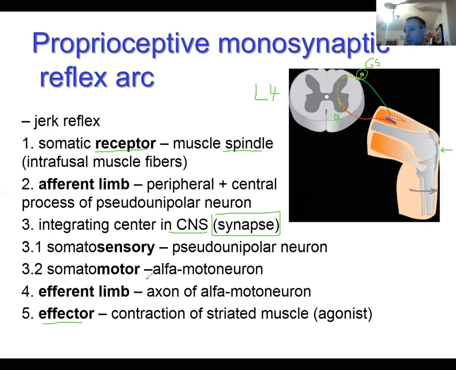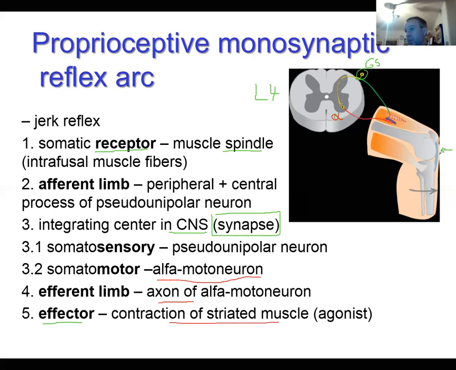So the alpha motor neuron is then the efferent limb. And the axon of the alpha motor neuron then runs to the same muscle, and it causes contraction of the extrafusal fibers of the striated muscle.